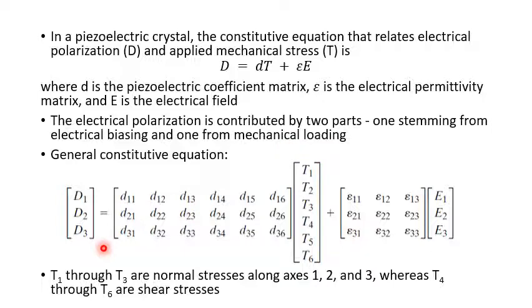So this is the general form of the constitutive equation, where T1, T2, T3 represent the normal stress along the axes and T4, T5, T6 represent the shear stress components. Now in this equation, if there is no electric field present, then this second term can be eliminated.